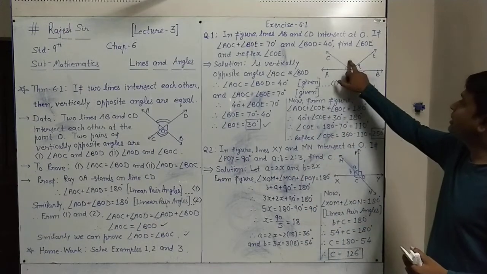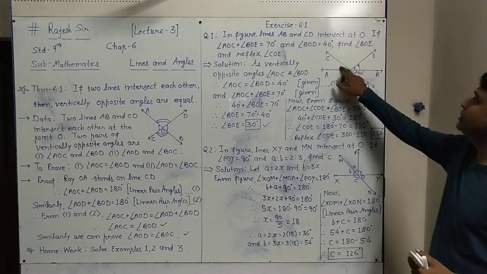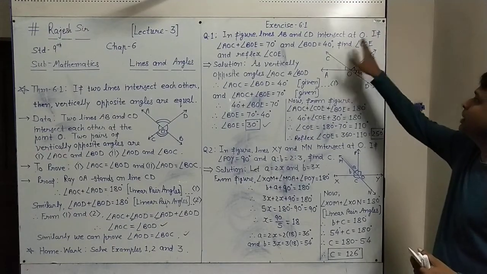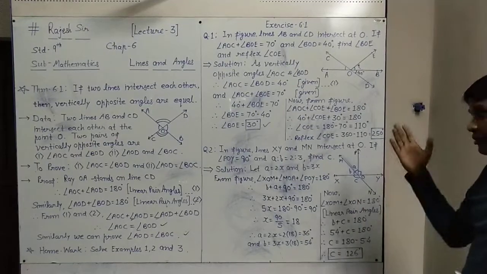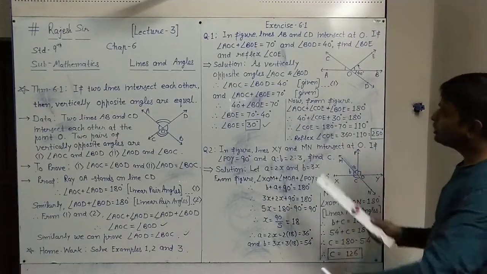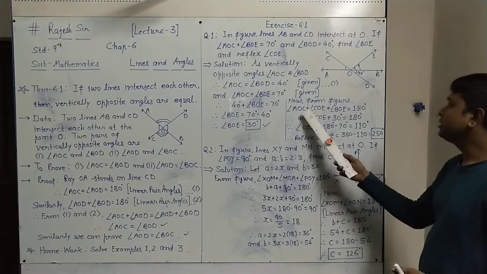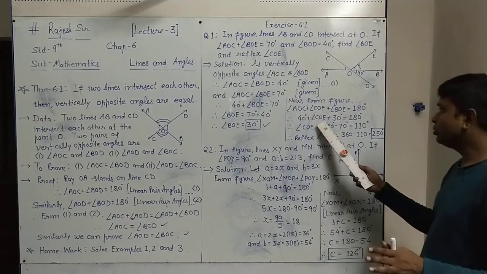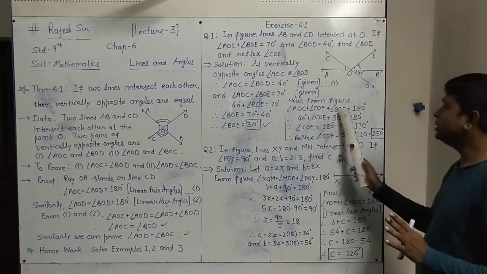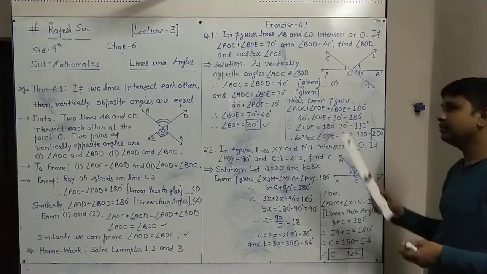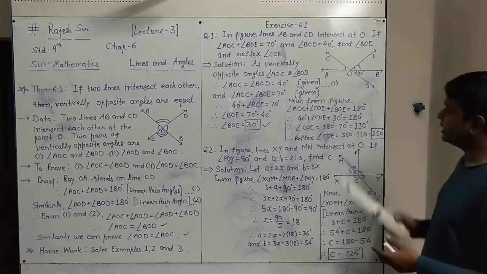These two are adjacent angles, these two are adjacent angles. The sum of these two plus this will make the straight angle AOB, which will be 180. Now place all the values. Angle AOC we have here is 40 degrees, plus angle COE, which we don't know, plus BOE, 30 we have, as written, equals 180.